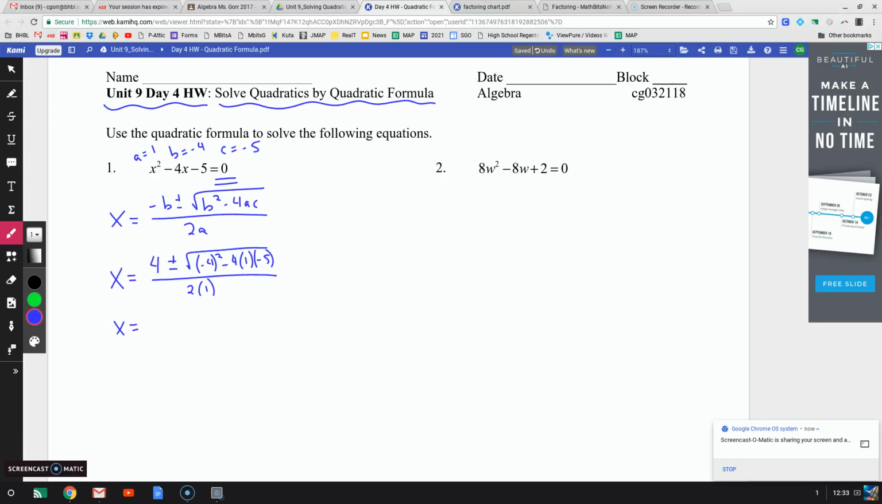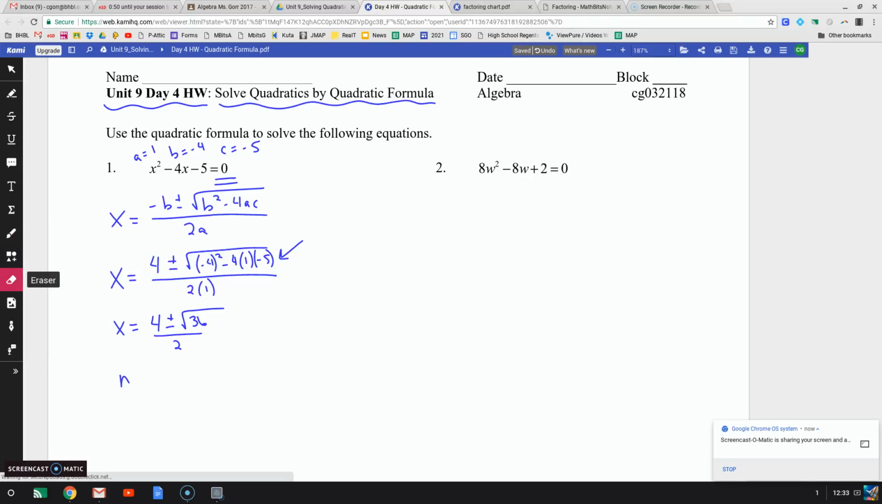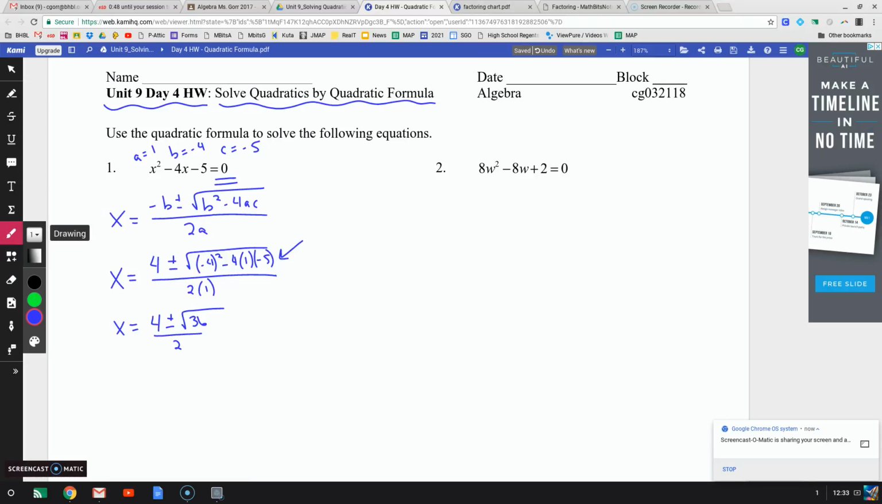I would like you first to simplify what is under the radical. So 4 plus or minus, now I've got negative 4 squared minus 4 times 1 times negative 5, which is going to give me the square root of 36, divided by 2. I'm going to simplify it further, giving me x equals 4 plus or minus 6 over 2, which then gives me two possible values.